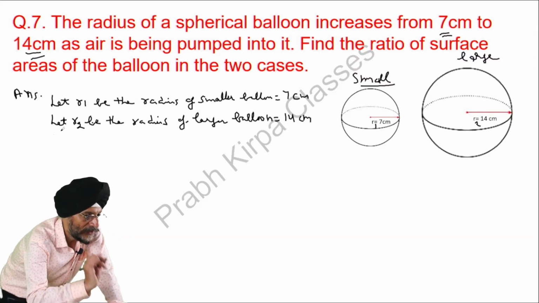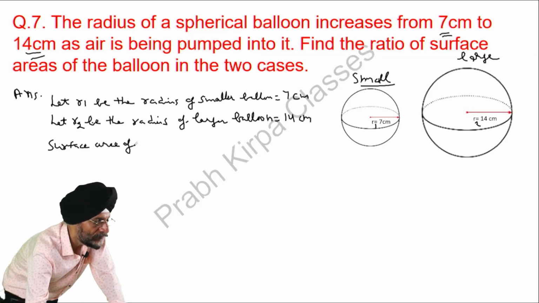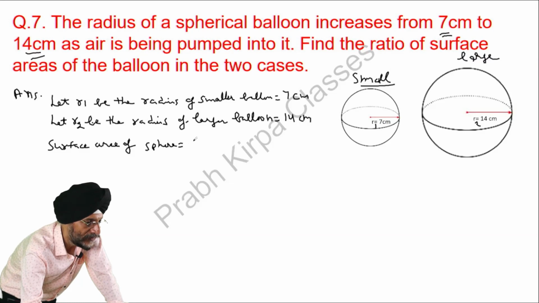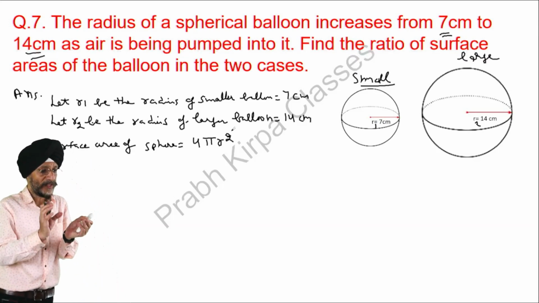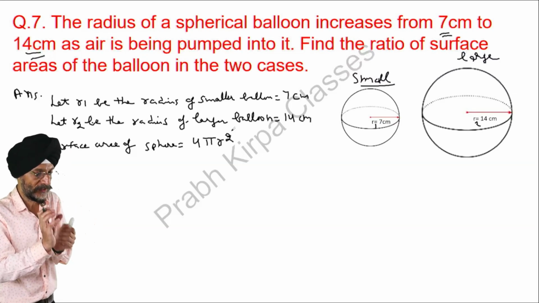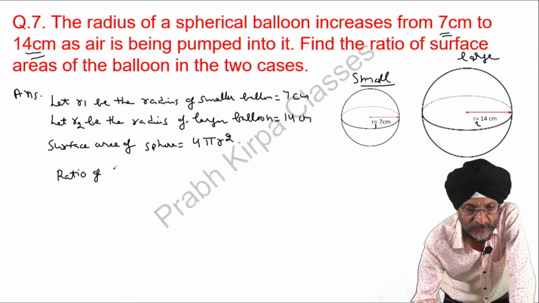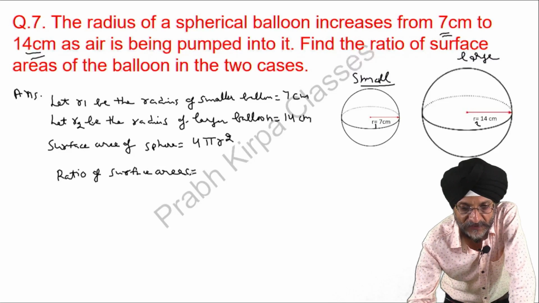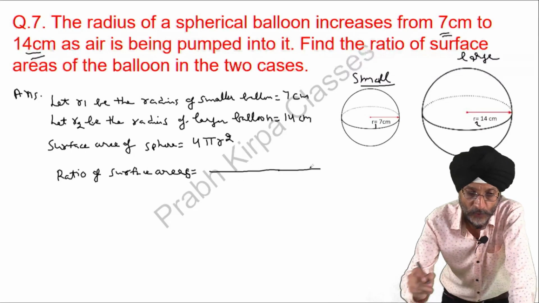Now what is next? You also know the formula to calculate the surface area of a sphere or balloon. Because it is a spherical balloon, that is it is a sphere, the surface area of sphere formula is 4 pi r square. Now what we have to calculate? We have to calculate the ratio of surface area of balloon in the two cases. That is, we will calculate the ratio of surface areas. One surface area will be taken up and the other will be taken below the line, so that we may arrive at the ratio.